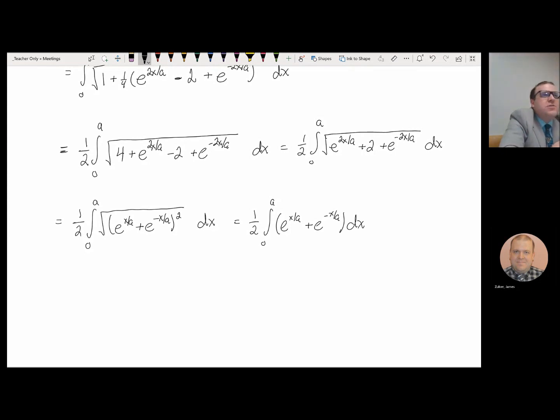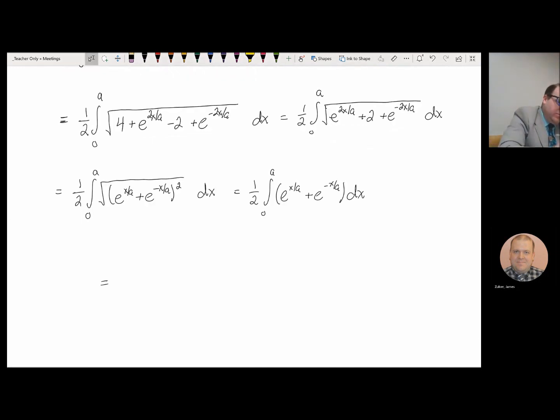That means we don't need absolute values, and we can just write this now as half the integral 0 to a, e to the x over a plus e to the minus x over a dx. U sub. Let u be x over a. Then what's du? It's 1 over a, right?